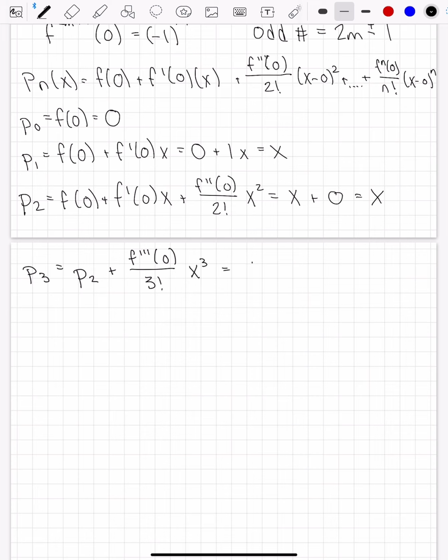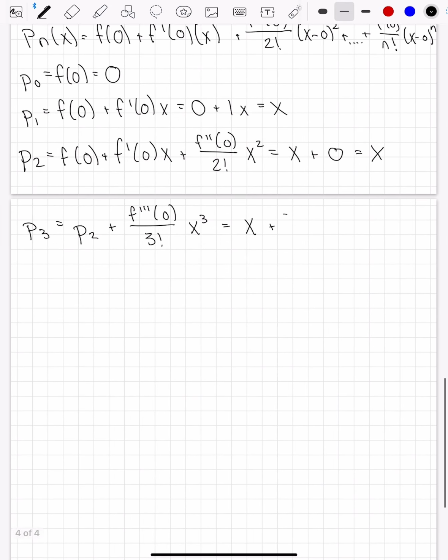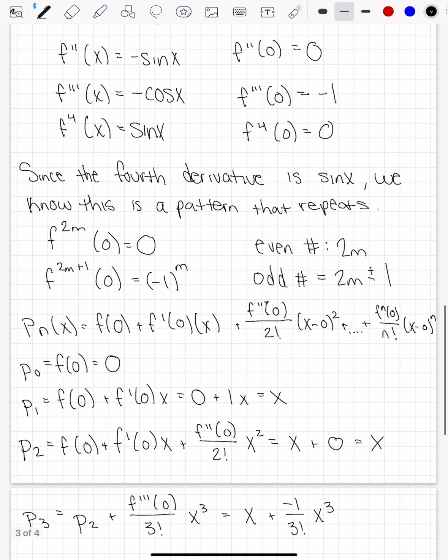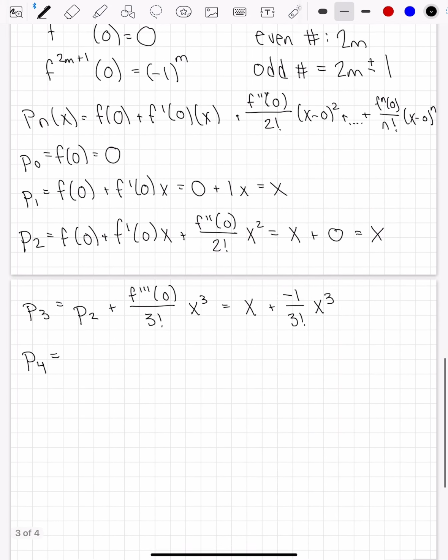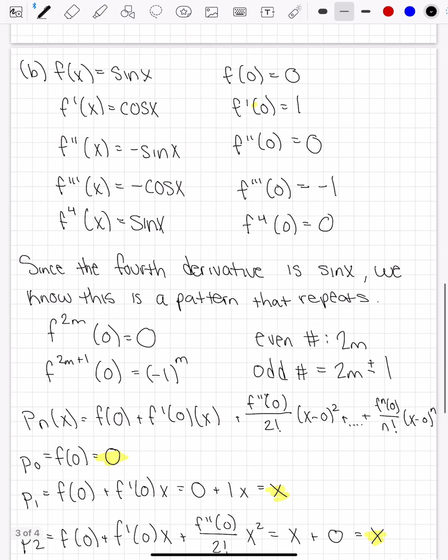So P2 was just x, and then f triple prime of 0 we got is -1 over 3 factorial times x cubed. And then P4, we don't have to do P4, but we already have the 4th derivative, and I feel like we're not seeing a clear pattern here, so I feel like we should try to add on a couple more terms to see if we figure out a pattern for the nth polynomial.